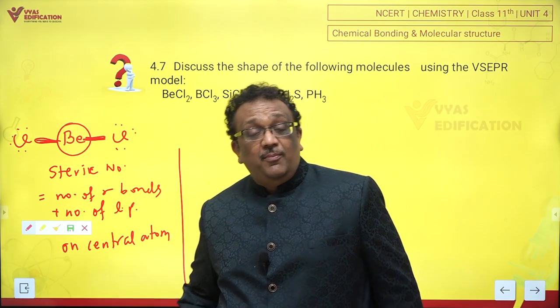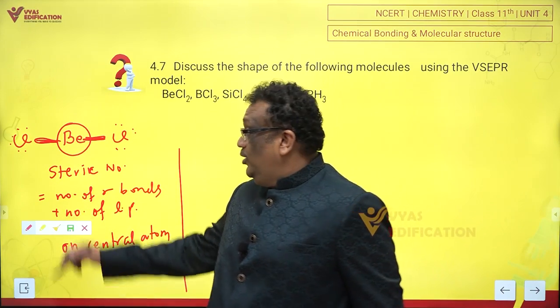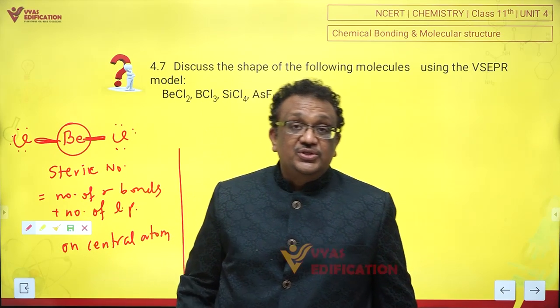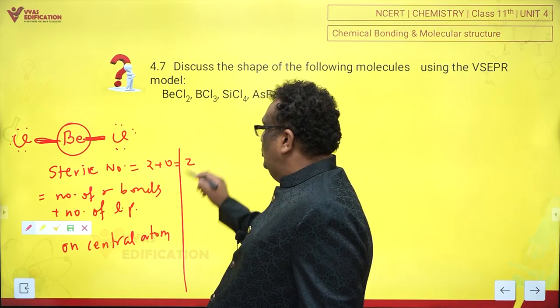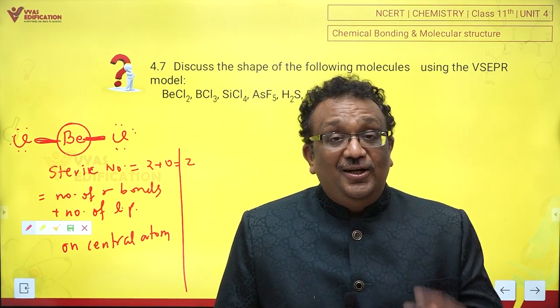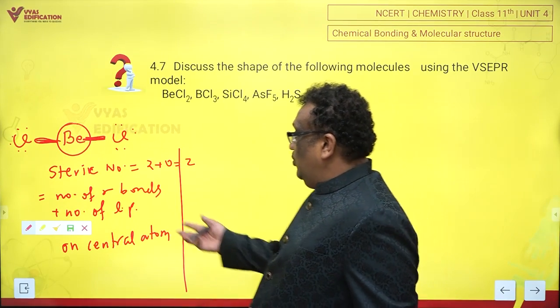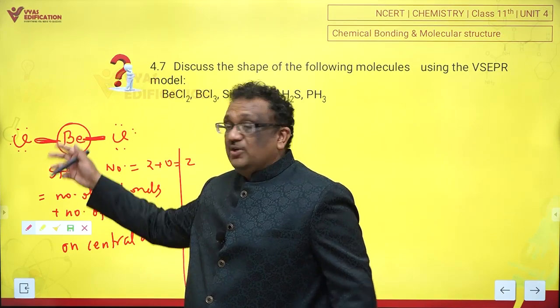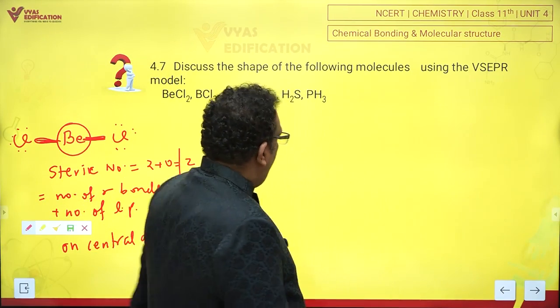Now, how many sigma bonds are formed by beryllium? 1 plus 1, 2. And how many lone pairs are present on beryllium? 0. So, steric number is 2 plus 0, which is 2. And when the steric number is 2, that means we just need 2 orbitals on beryllium. And how would those orbitals be? They must be opposite to each other.